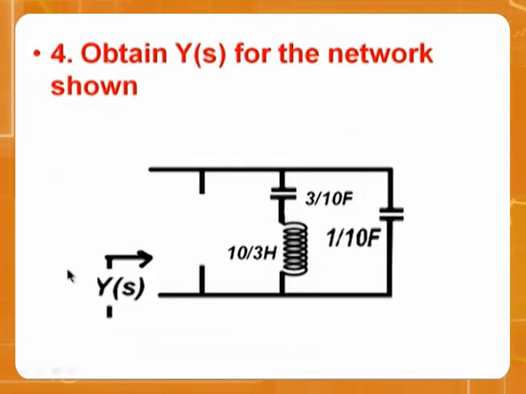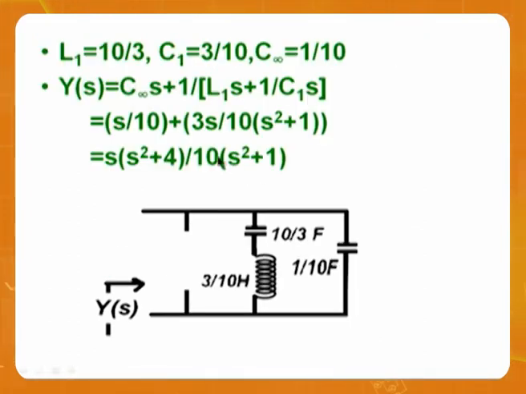For example, problem 4. What is problem 4? As I told you, for every problem that I have designed, I am cross checking the answer. Please cross check this answer. This is C1, for example, 1 by C1 plus 10 by 3S plus 10 by 3. So if you calculate this parallel with this one, you are getting Y. This parallel with this one, you are getting Y. And if you cross check, you will get the same answer.